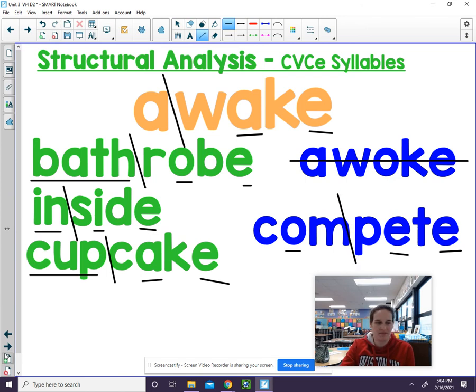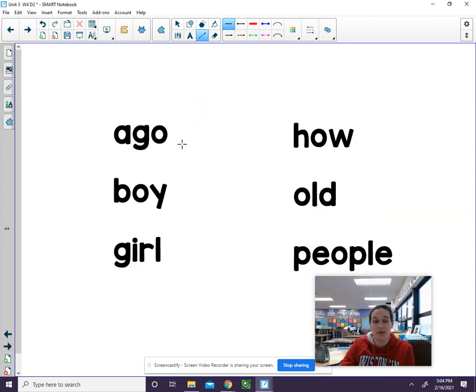Good work. Our last thing today is I want us to review these sight words. Today we're going to write them with our finger, okay? So this is ago. Your turn. Let's write it. A-G-O. This word is boy. Your turn. Let's write it. B-O-Y. Now we have girl. Your turn. Let's write it.